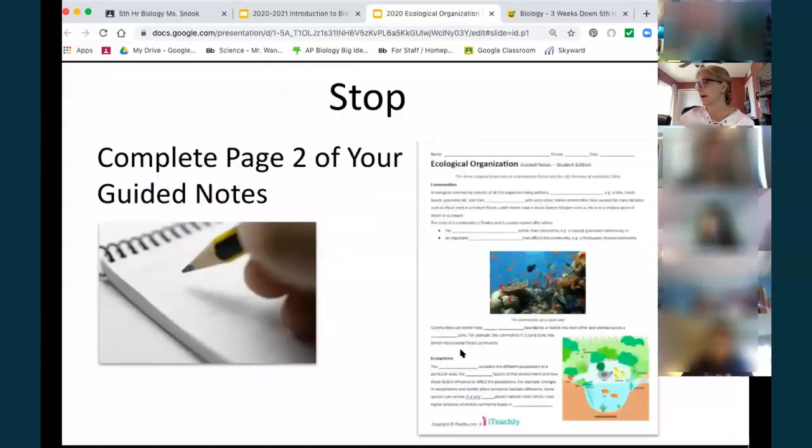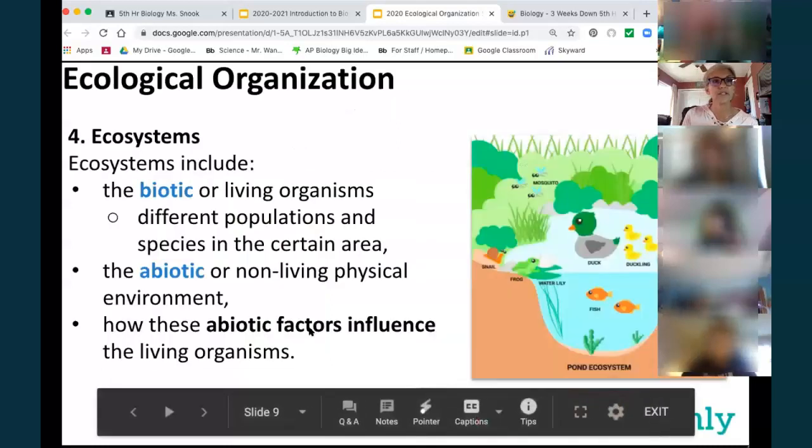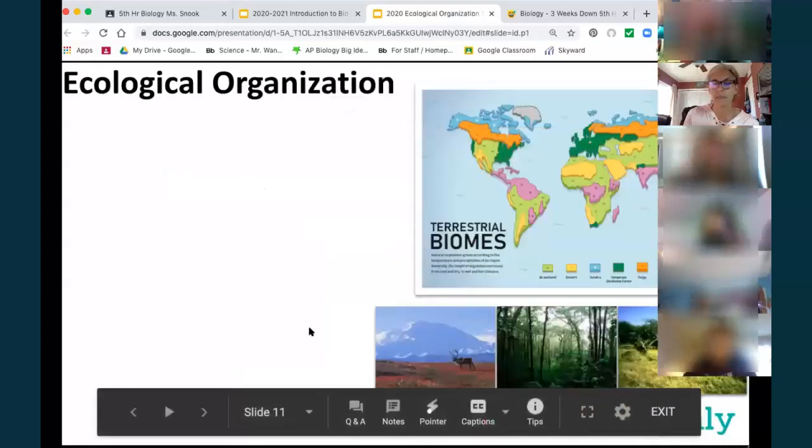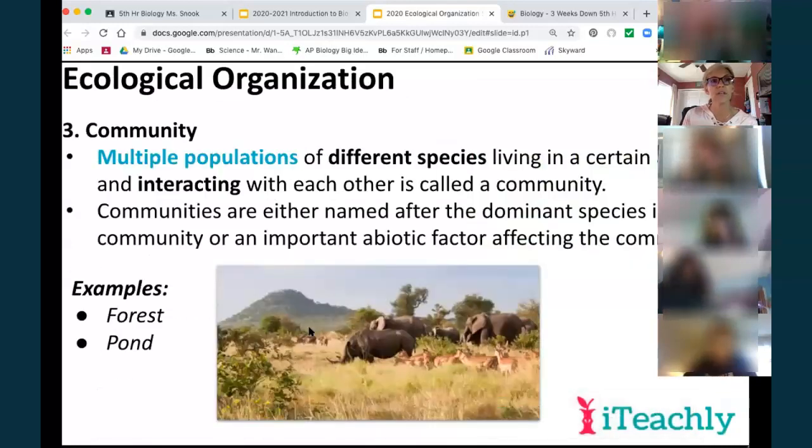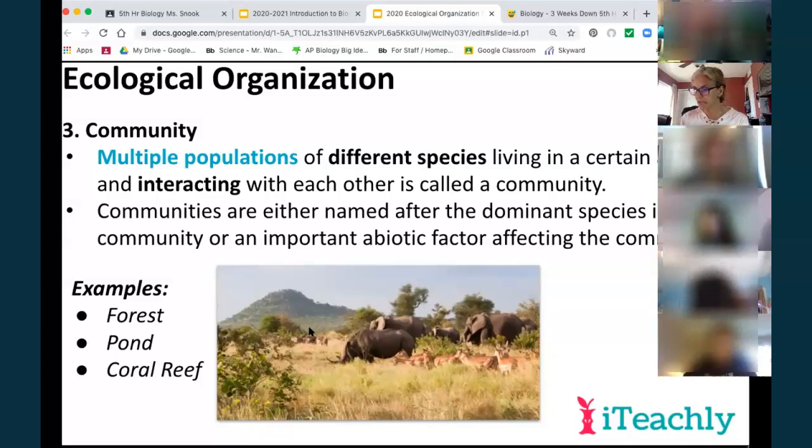So we're going to take a pause and we're going to fill out page 2. So you're using words related to the ecosystem and to the community. And all of these, I would say, are right on the slides except for the last 2. So on this one, the only ones you didn't have were the last 2. So talking about different temperatures and rainfall.